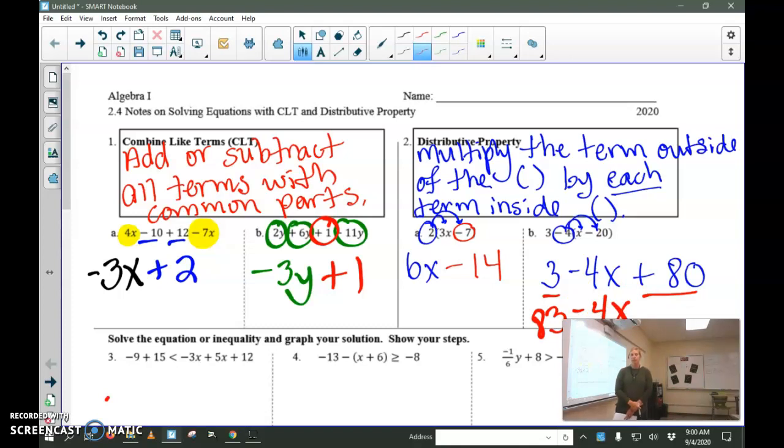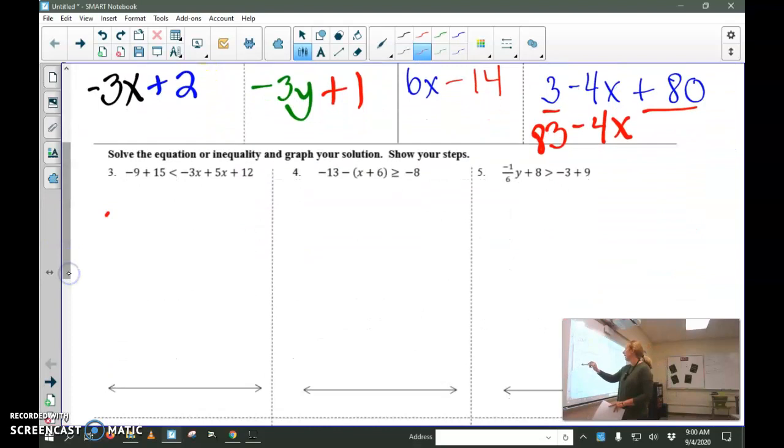Okay. All right, so now let's add these layers to our equation solving. So I'm going to do a couple problems with you. And then your job is going to be to go finish the rest of these problems and turn this document into Google Classroom.